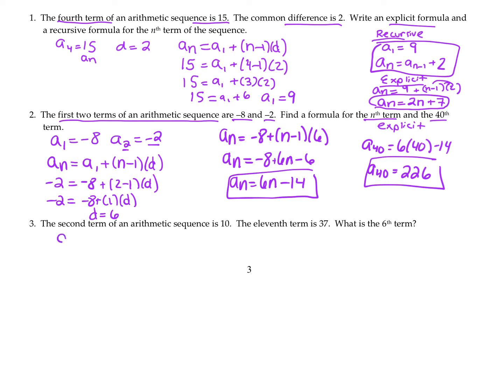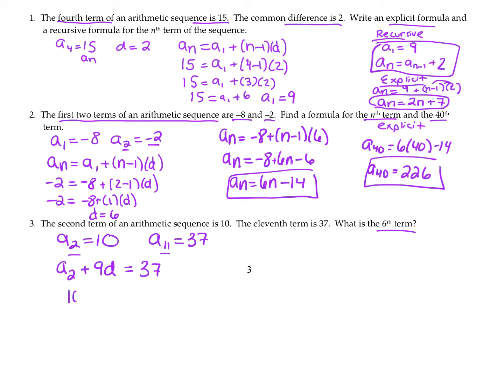All right, the second term of an arithmetic sequence is 10, and the 11th term is 37. So if I'm thinking about how do I find the sixth term? Okay, so first I want to write my explicit formula. So I know that A2 plus 9 more common differences would give me 37, because that's how you get from 2 to 11.